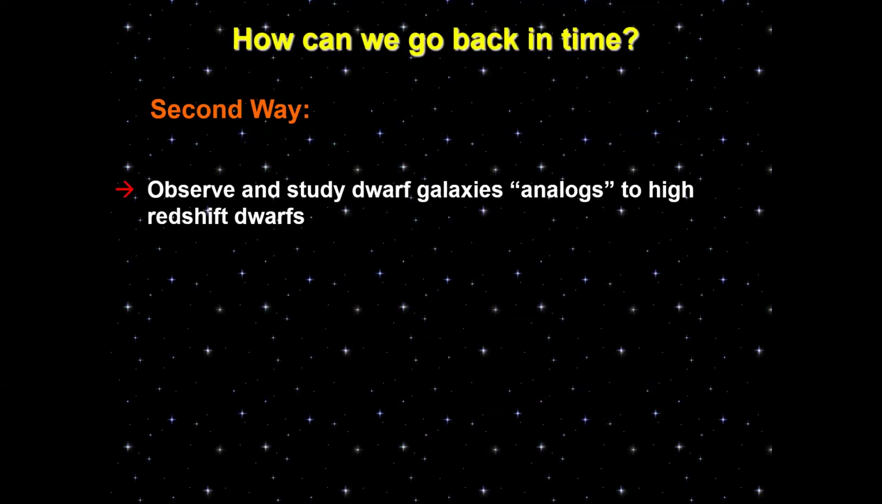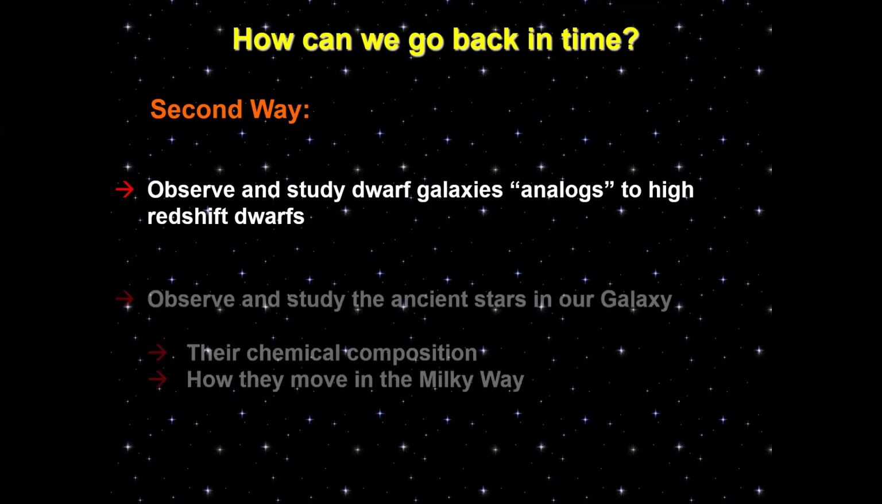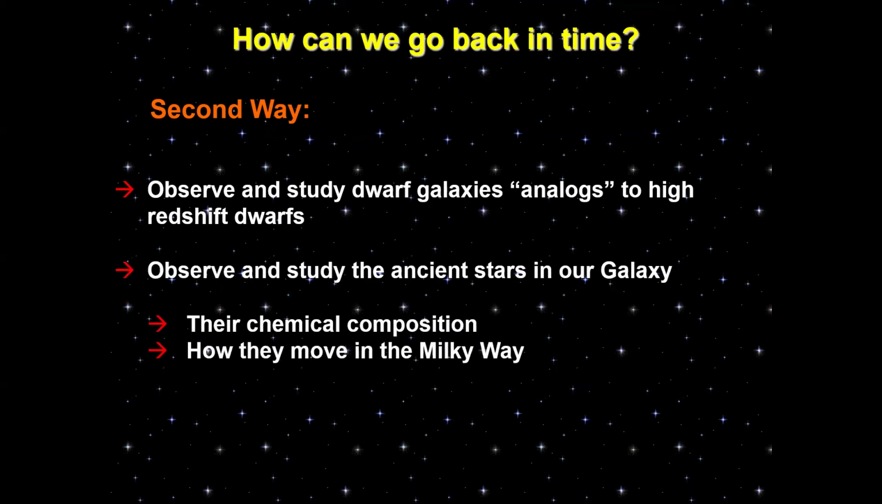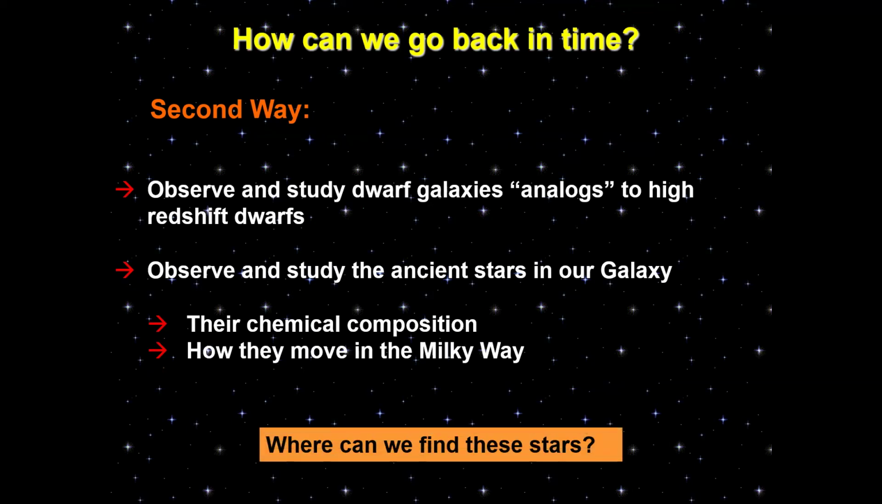So there is another way to go back in time. We can look at dwarf galaxies, analogs to the high redshift ones, and this is going to be the topic of my next talk here, hopefully. Or we can observe and study ancient stars in the Milky Way, and in particular their chemical composition and the way they move in the galaxy.